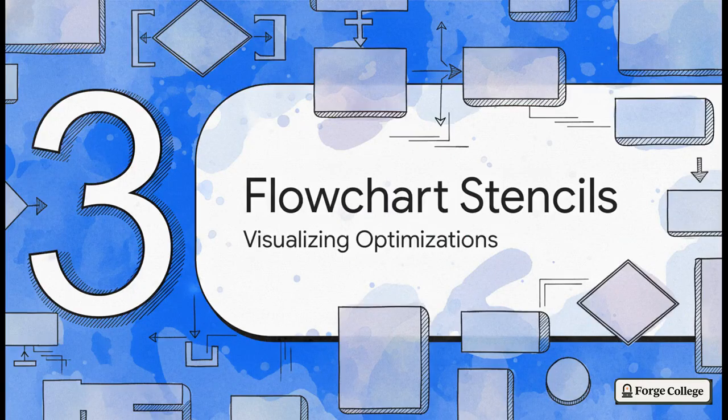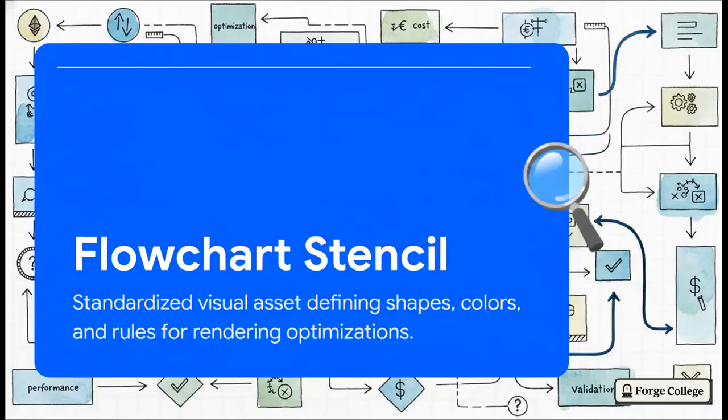Moving on to Section 3, Designing Flowchart Stencils. So a stencil is essentially the visual counterpart to your optimization card. When you're staring at a massive execution flowchart, you really don't want to be reading dense paragraphs of text, right? You want clear, technical symbols.